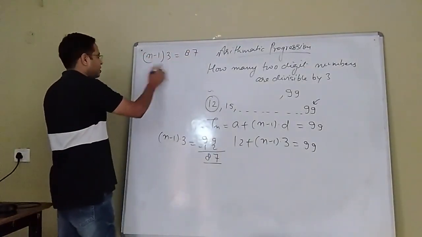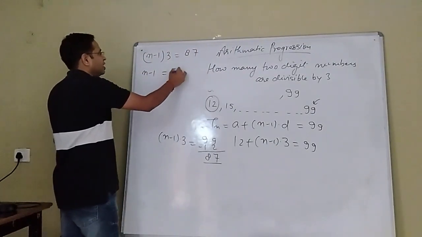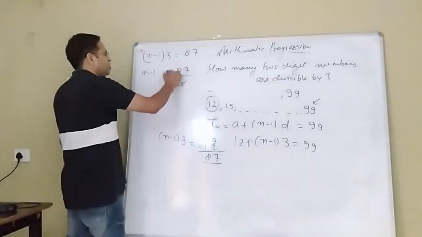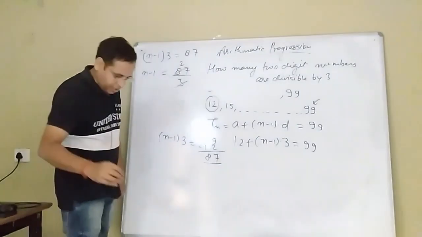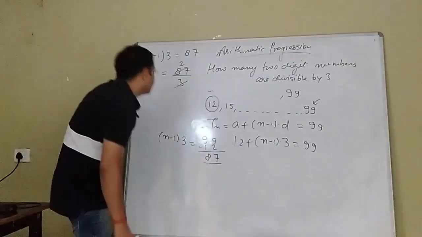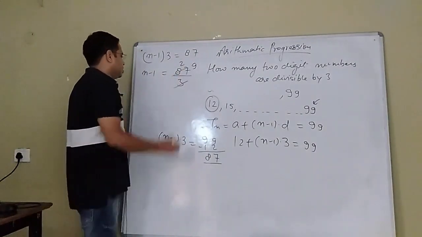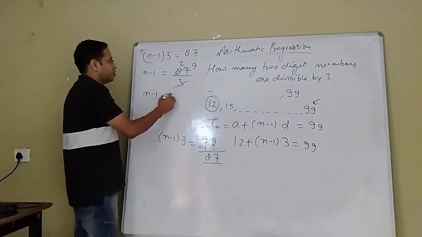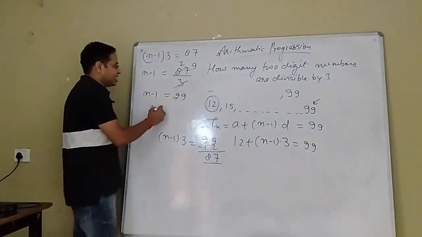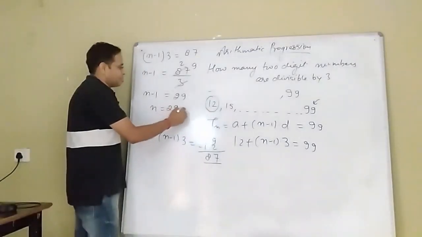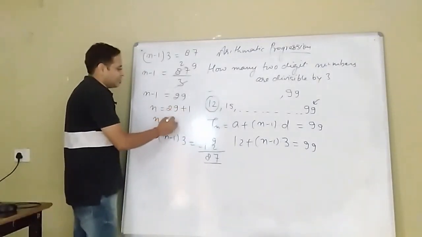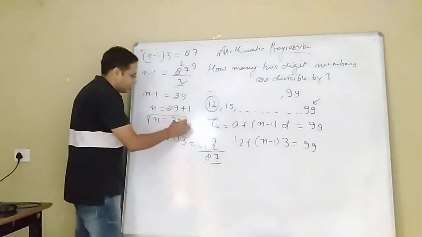So the 3 will be divided on the other side, n minus 1 is 87 divided by 3, simple mathematics. 3 2s are 6. How much is left? 3 2s are 6. Then 3 9s are 27. So n minus 1 is equal to 29. So n is equal to 29 plus 1. That is, n is equal to 30. n is equal to 30.